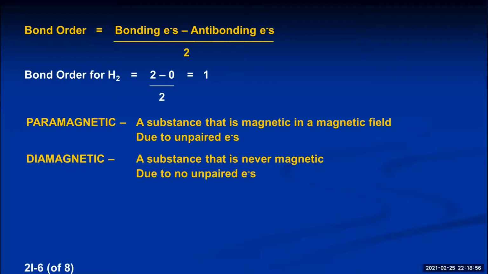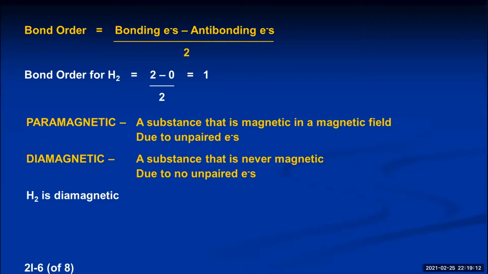So what can you predict about diatomic hydrogen? Would diatomic hydrogen be paramagnetic or diamagnetic? Diamagnetic. Because the 2 electrons in the hydrogen molecule are paired together. So therefore hydrogen is diamagnetic.